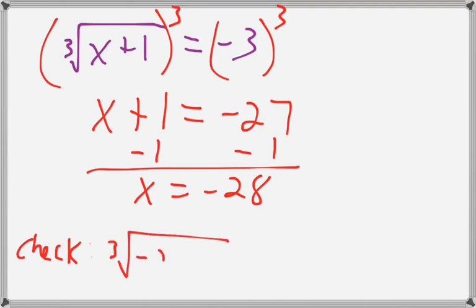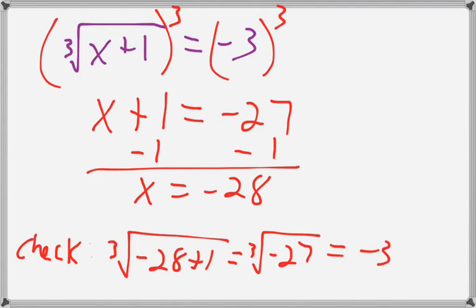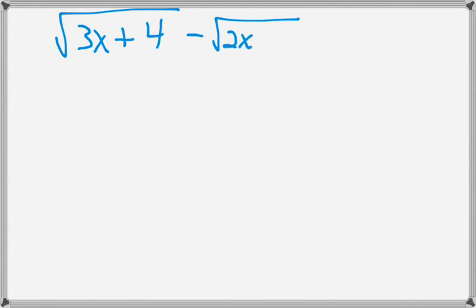So if we put negative 28 in for x, we have the cube root of negative 28 plus 1, so the cube root of negative 27, and that is negative 3. Alright, now sometimes the equation has more than one radical, so let's discuss what we do for those. So here we have the square root of 3x plus 4 minus the square root of 2x minus 4 equals 2.